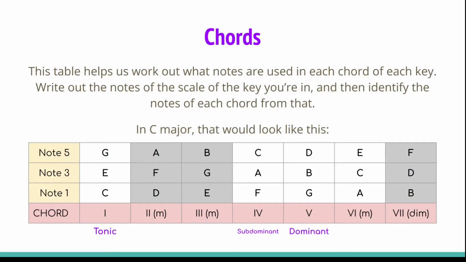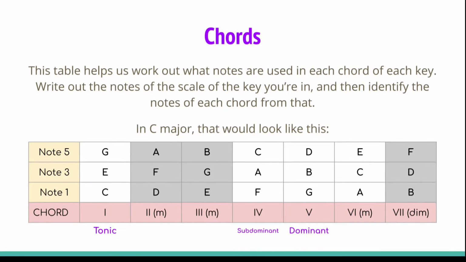Let's start by looking at chords 1, 4, 5 and 6 in the key of C major. This table helps us work out what notes are used in each chord of each key. You should find these grids on a page in your literacy booklet called Keys and Chords. On the first grid of your Keys and Chords page, write out the notes of the scale of C major on the bottom row. Then identify the notes of each chord from that. In C major, that would look like this.